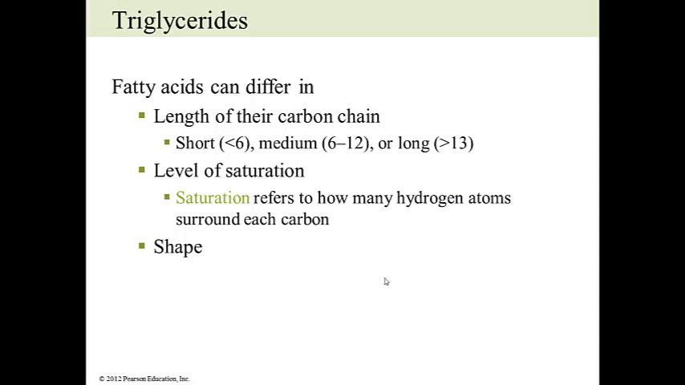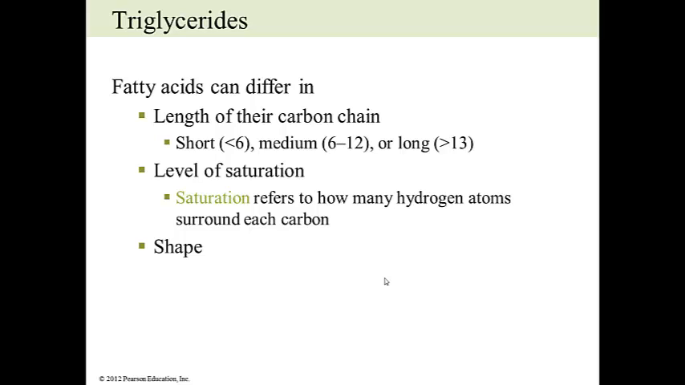Now, fatty acids can differ in the length of their carbon chain. We have short chain fatty acids, which are less than 6 carbons. Medium chain fatty acids are 6 to 12 carbons in length, and long chain fatty acids are greater than 13 carbon molecules in length. The most common fatty acids that we find in the human diet are long chain fatty acids.